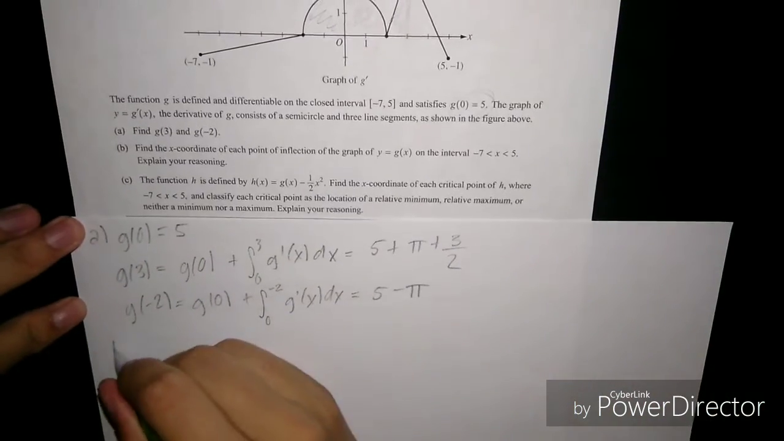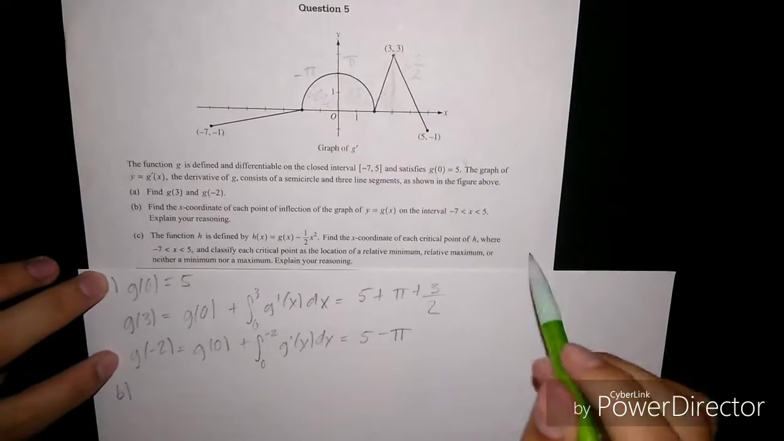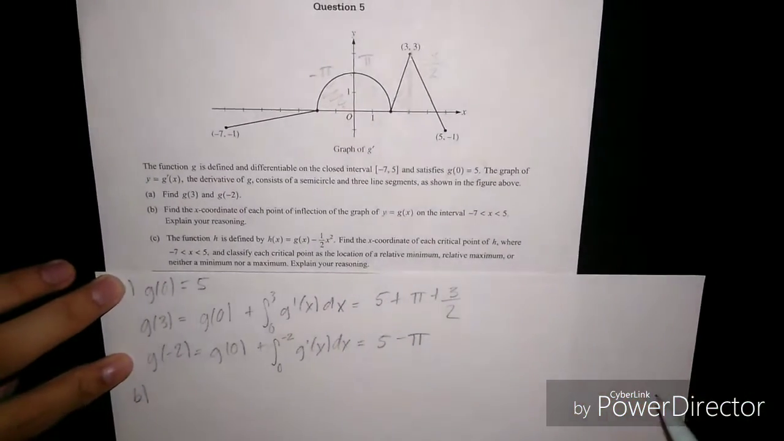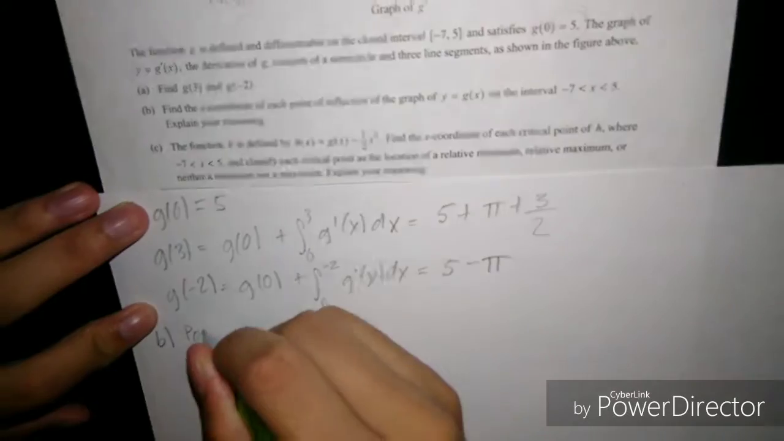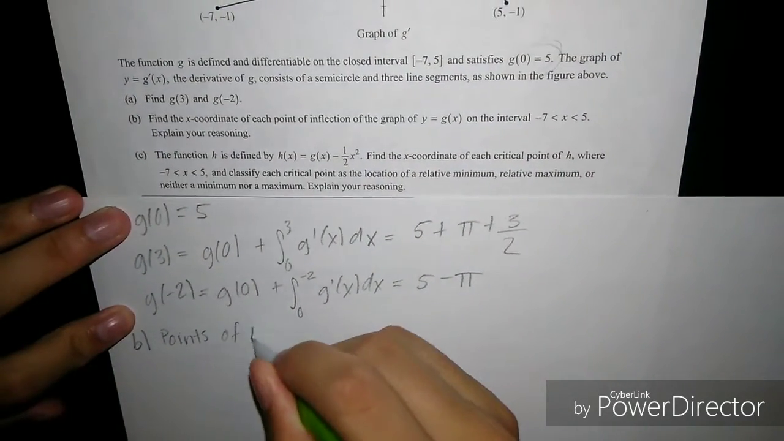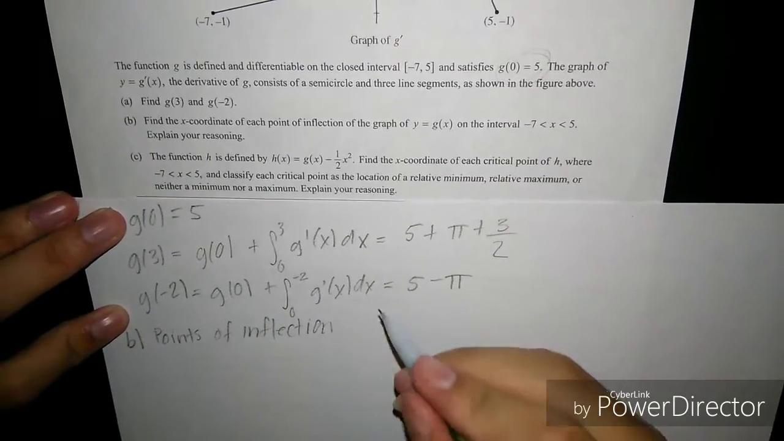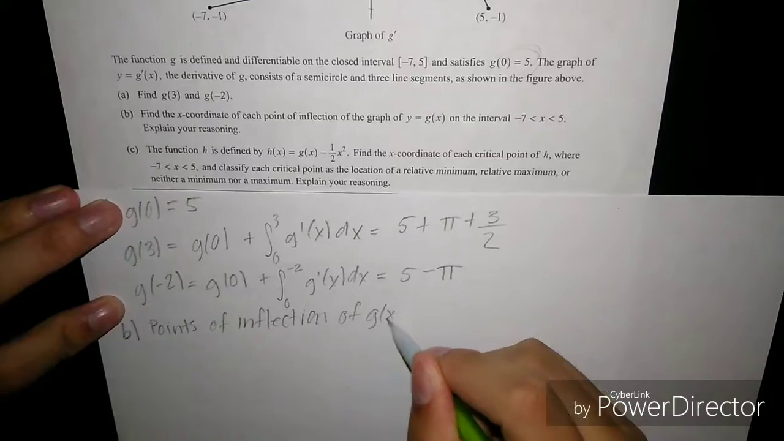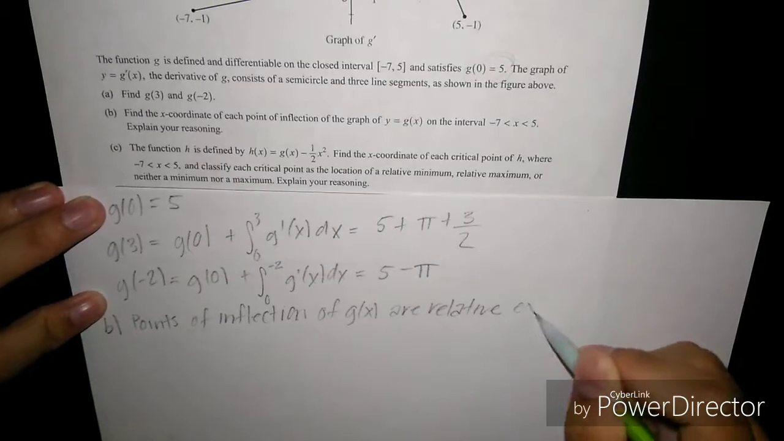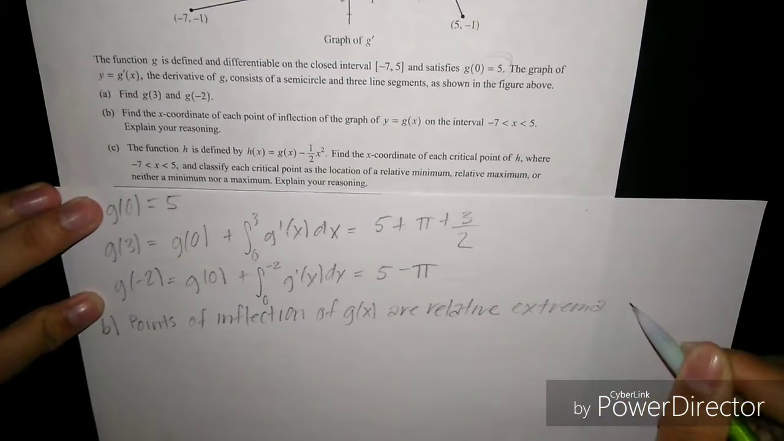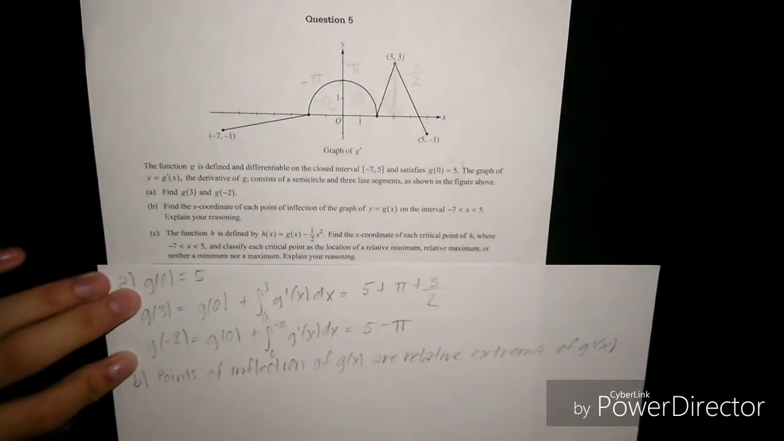So there you go. Now, for part B, it says find the x coordinates of each point of inflection of the graph of y equals g of x on the interval -7 to 5. Explain your reasoning. Now here we know that points of inflection have to do with the second derivative. We also know that the points of inflection of g of x are relative extrema of g prime of x. So just by knowing that, you can figure out your points of inflection.